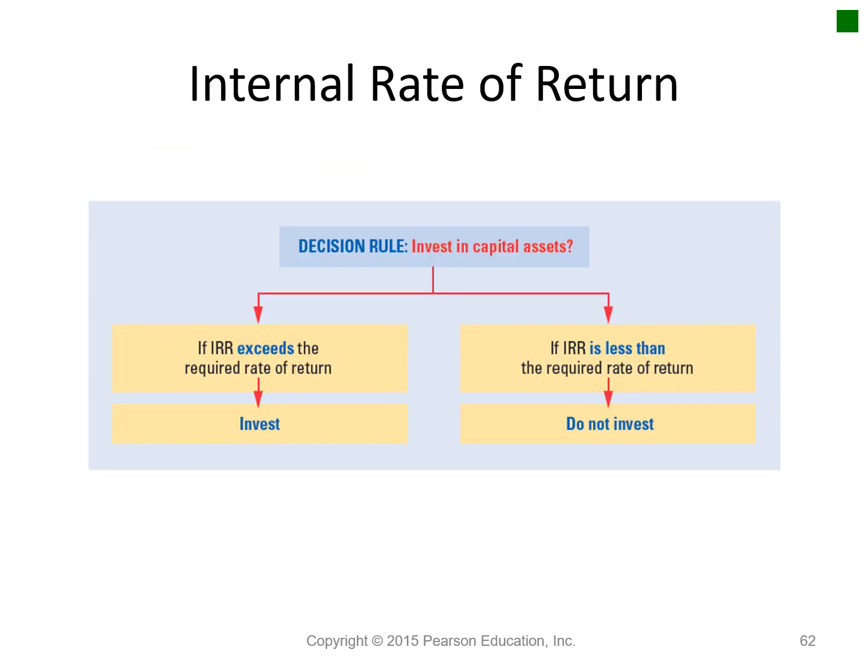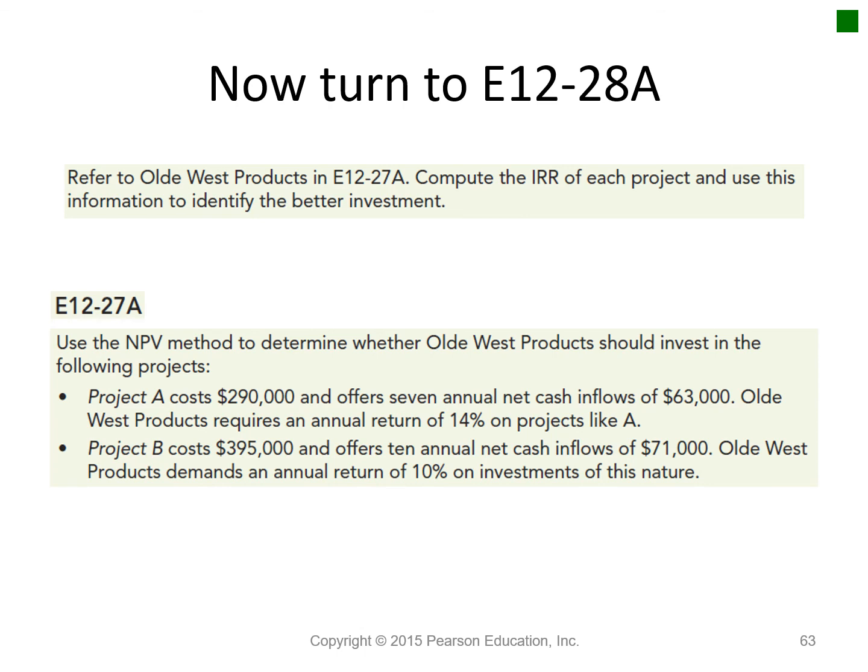So then it comes down to, how do you use the internal rate of return? Internally, you have what's called your required rate of return. If that IRR is more than that or meets that, you'd say invest. If that internal rate of return does not meet your required rate, you'd say, of course, do not invest. All right, so as we look at 1228A, we've already looked at this one for the net present value method, but they want you to calculate the internal rate of return. For project A, you note that the cost is $290. It's going to be 7 years of annual payments at an interest rate of 14%.